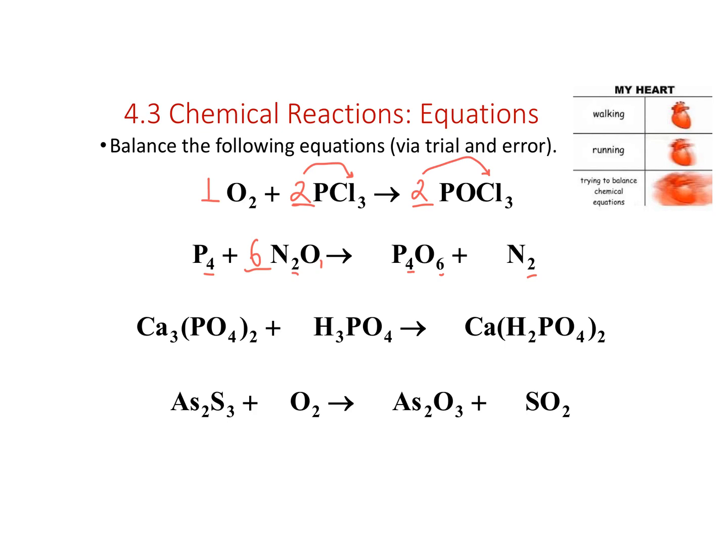Now oxygen's balanced, nitrogen is not. Now I need to include the coefficient of 6 in front of that nitrogen as well. And now all the elements are balanced in this reaction.